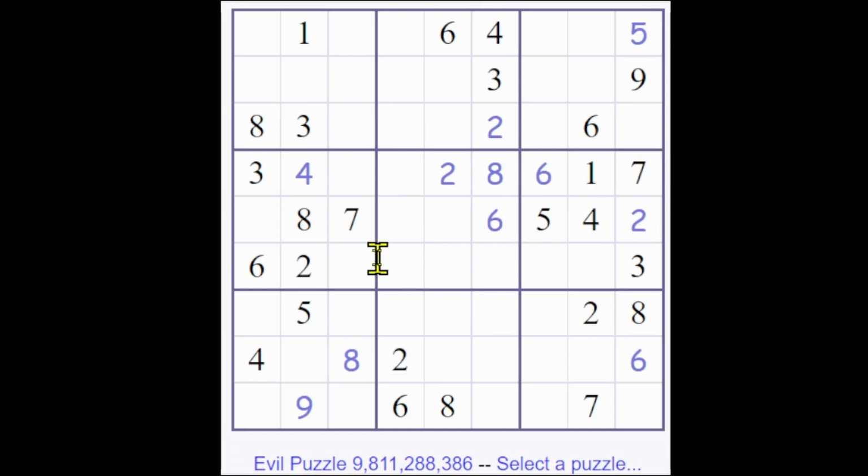And since we already discovered that one of these two cells will have to be a 5, we now know which one it is because of the 5 we found over here. So this is a 5.